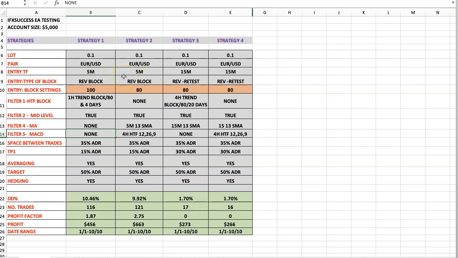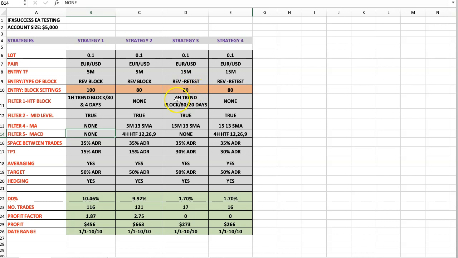So this is really a strategy that works best on the 5-minute time frame. For those of you who are scalpers, or those of you who love to enter on 5 minute, this will be the strategy for you. On 15 minutes it works way less because it happens way less. So in here I ran it on the reversal block retest entries.